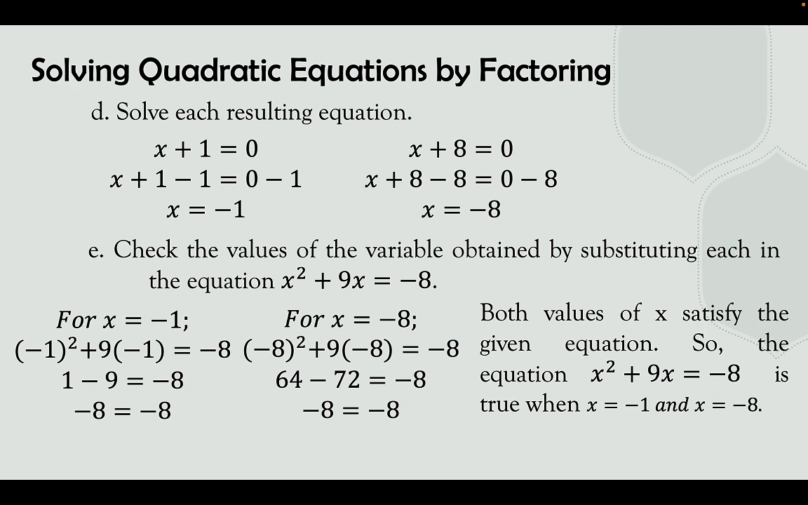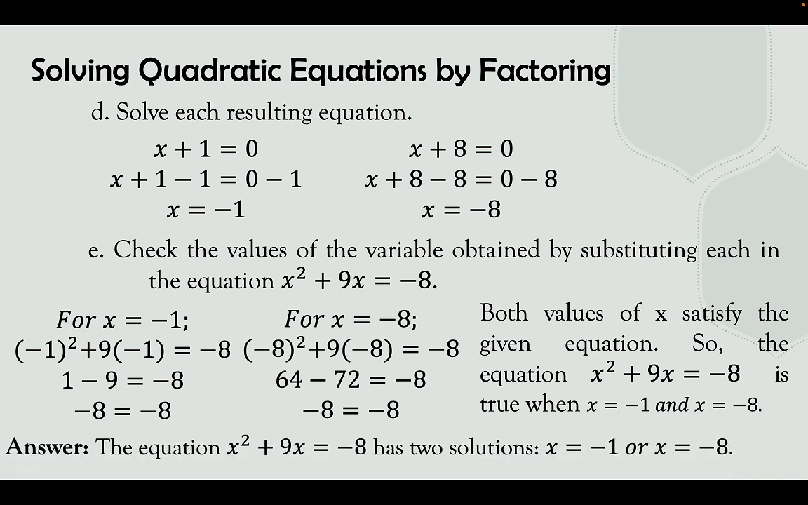So the equation x squared plus 9x equals to negative 8 is true when x is equals to negative 1 and x is equals to negative 8. That means this equation has two solutions, which is x is equals to negative 1 or x is equals to negative 8.